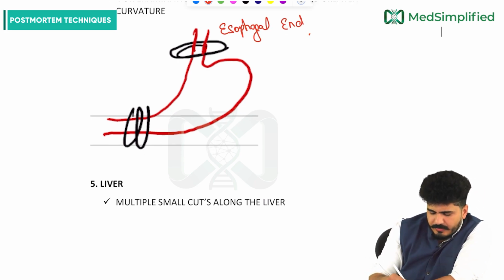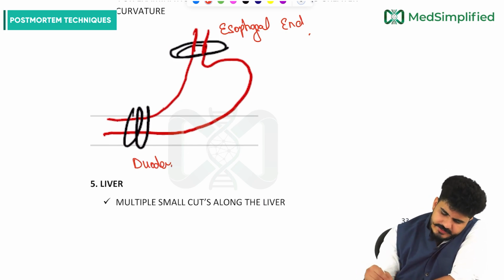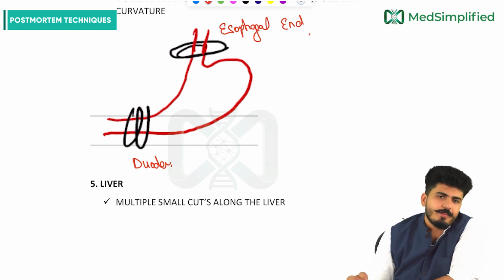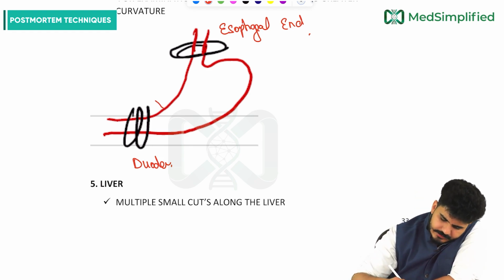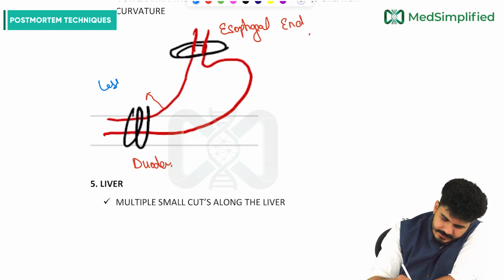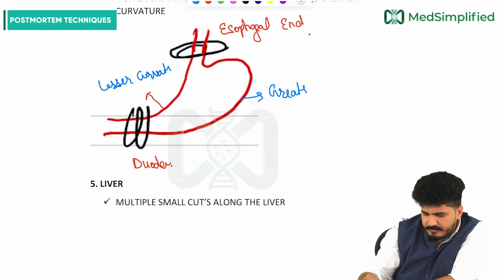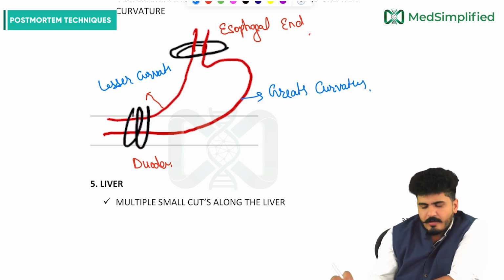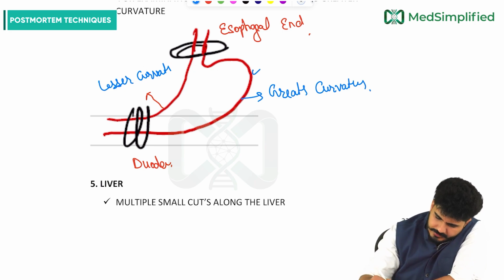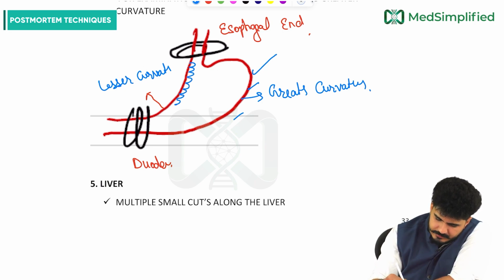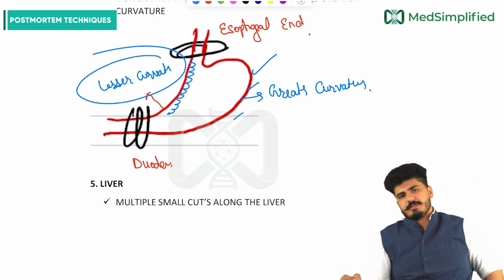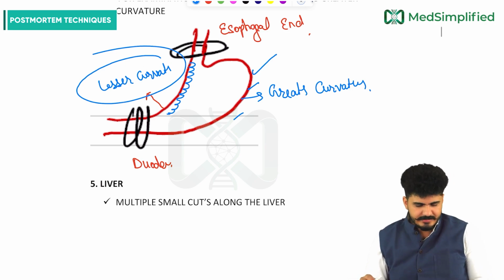Another, you will dissect from the duodenum. These two ends are ligated and then you will dissect it. The most common area from where you will dissect, guys, this is called the lesser curvature. And this is called the greater curvature. Mostly we do it from the greater curvature. We cut from this. But in a case of poisoning, my dear friends, we dissect from the lesser curvature. Done? So this is how the stomach is dissected, my dear friends.